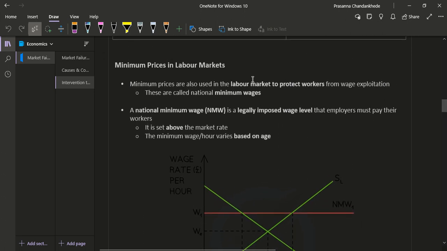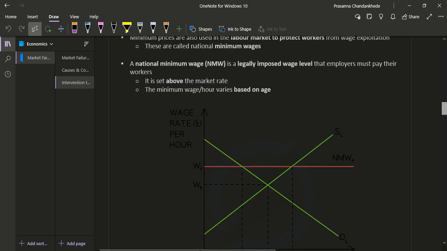Minimum prices are also used in labor markets to protect workers from wage exploitation. These are called national minimum wages. Wages are like salaries based per hour. A national minimum wage (NMW) is a legally imposed wage level that employers must pay their workers. It is set above the market rate. The minimum wage per hour varies based on age. Let's move on.